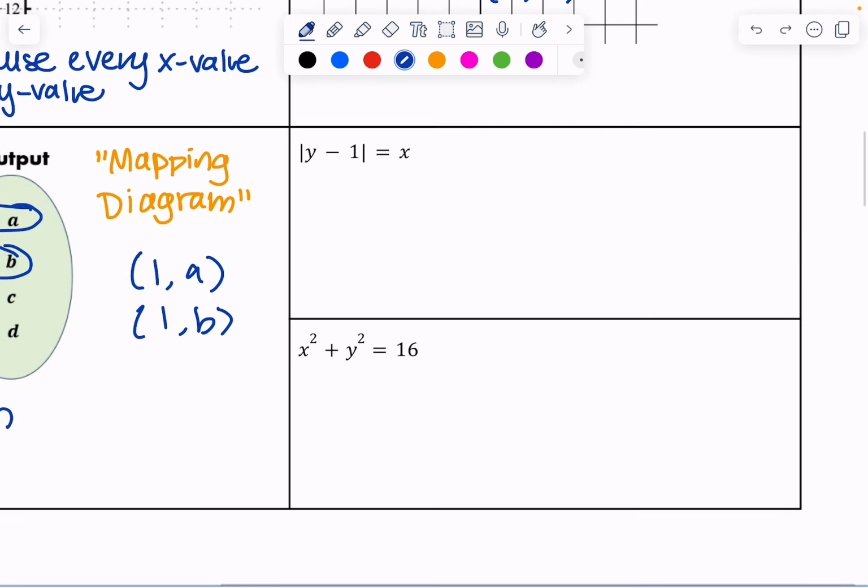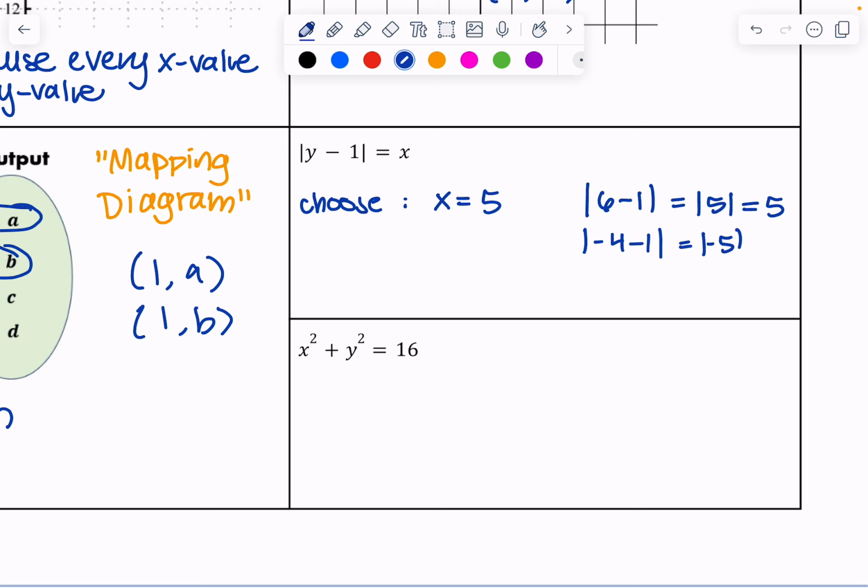All right, next we have a couple of equations. So I have the absolute value of y minus 1 equals x. And what we're trying to do is figure out if I put in an x here and a y here, I want to see if I can think of two different x's that would give me the same y value. Okay, so if I chose, let's say y equals 6, and I did 6 minus 1 absolute value, that would be absolute value of 5, which would be 5. However, if I did, let's see, -4 minus 1, that would be -5, which would give me an absolute value of 5 as well. So this is not a function.